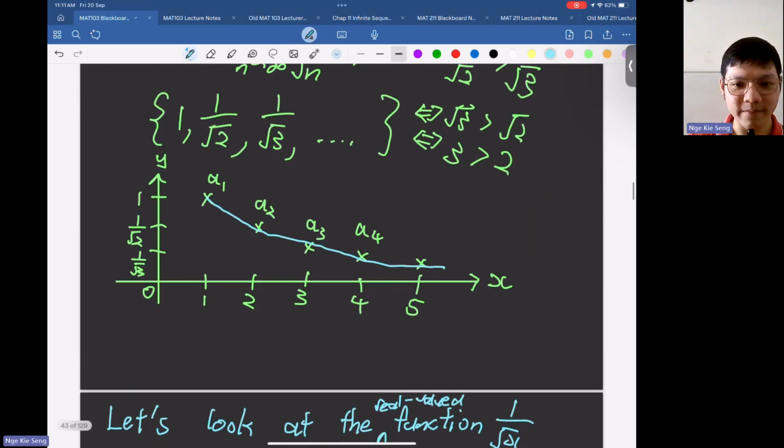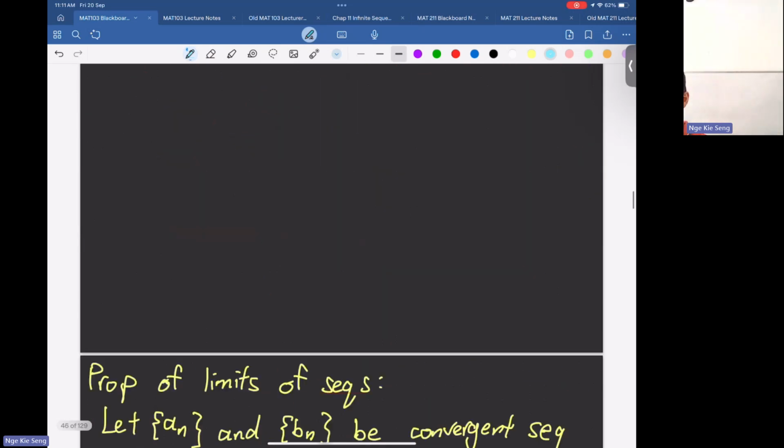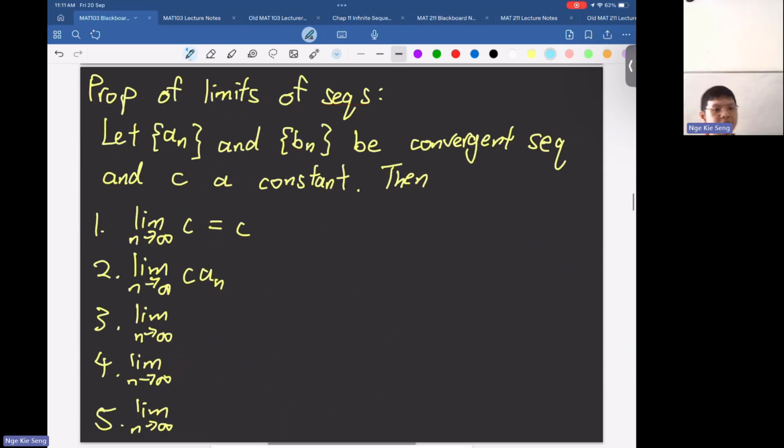So let's get to section two of the day. We learn section two now. This is the property of limits of sequences. These two are only restricted to convergent sequences. You start with two convergent sequences first. You already know they converge.